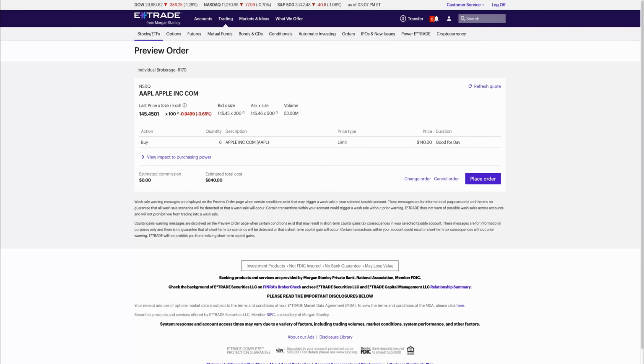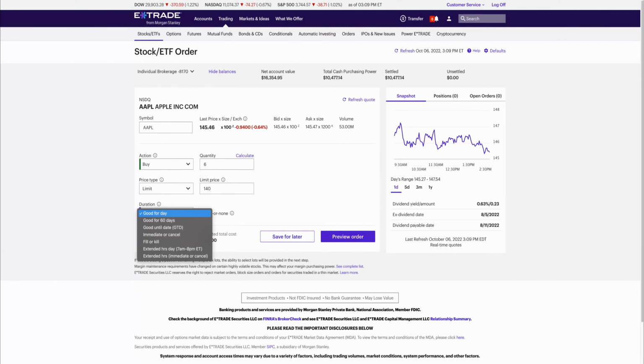You can apply the same principle when you want to sell a stock or an asset. I like this option as you don't have to be all day behind the screen looking at charts. You can change the good for the day to good for 60 days or until a certain date, immediate or cancel, fill or kill, extended hours, which is pre-market and after-market hours, 7 a.m. Eastern to 8 p.m. Eastern, and last, extended hours, immediate or cancel. There is a plethora of options to place orders in E*TRADE.